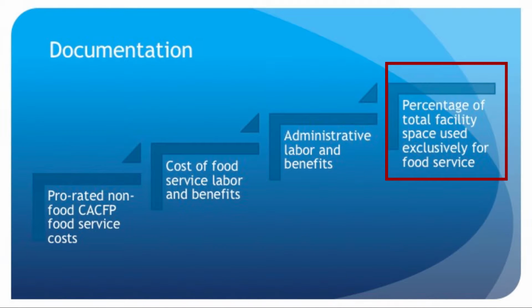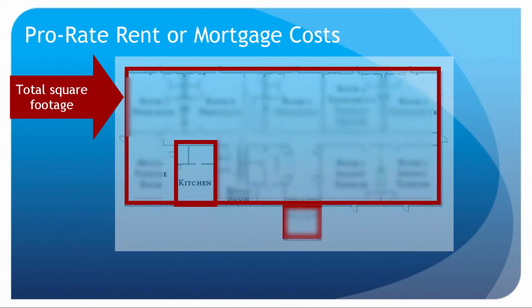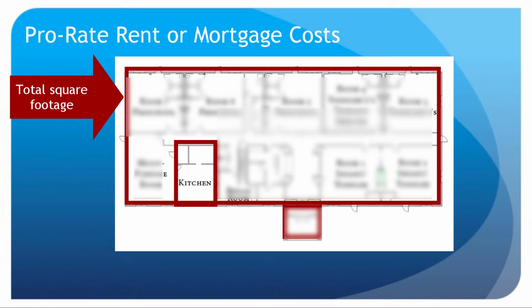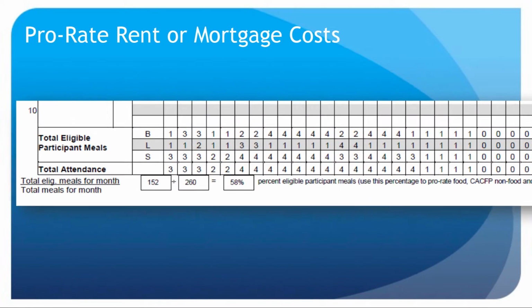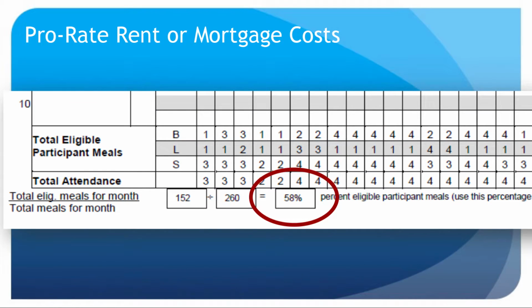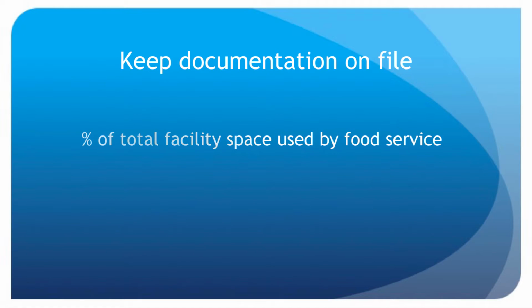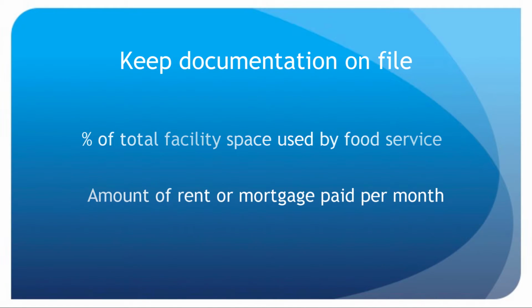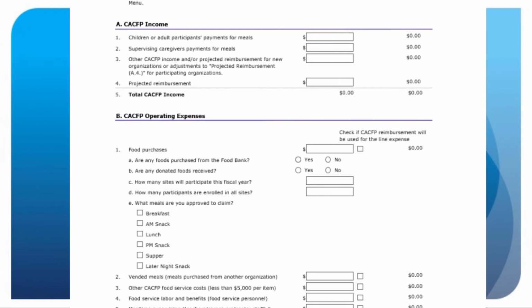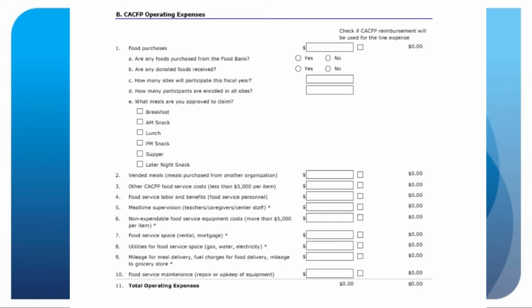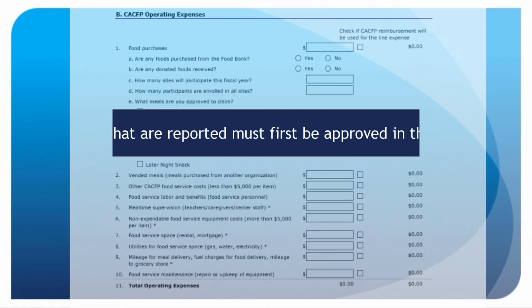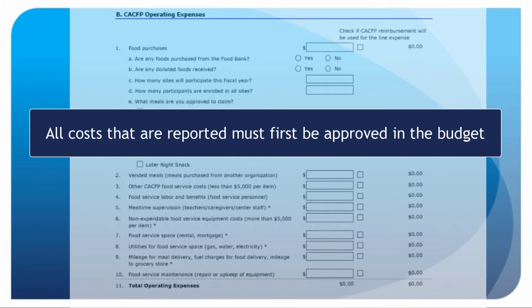4. The percentage of total facility space used exclusively for food service. Prorate the rent or mortgage costs based on the percent of space used, and further based on the percentage of meals served to CACFP participants. Keep documentation on file for the percentage of total facility space used by food service and the amount of rent or mortgage paid per month. See the online budget to identify additional costs that can be reported if needed. All costs that are reported must first be approved in the budget.